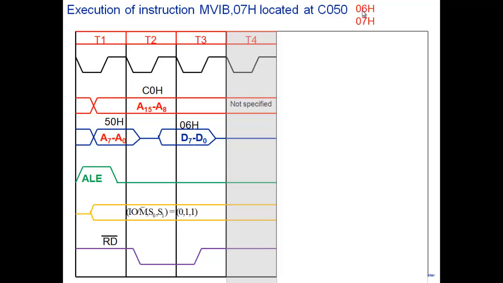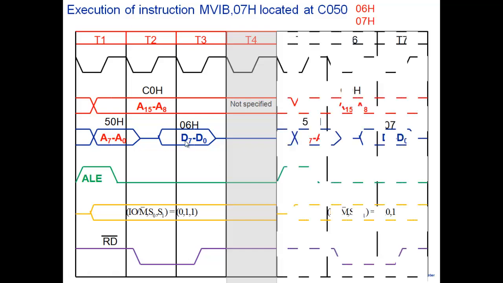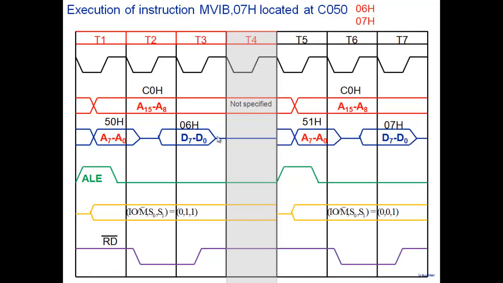To read again. To read again what? From the memory, this data 07 and store it where? In register B. So what does it have to perform? Again a read cycle. So this is what it performs, a read cycle. Now, where is this located?